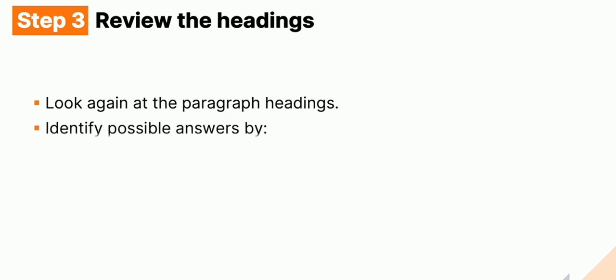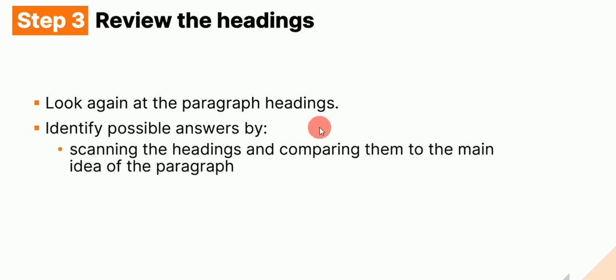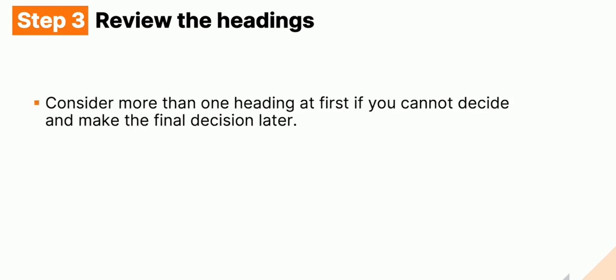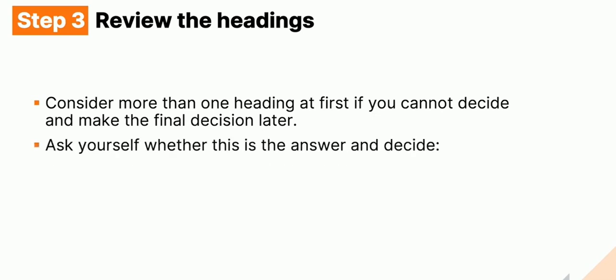First, you need to look again at the paragraph headings to identify possible answers. Start by scanning the headings and comparing them to the main idea of the paragraph, and match similar keywords. Your aim is to eliminate irrelevant headings. So how do you review? First, it's okay to consider more than one heading as a possible answer and make the final decision later. It sometimes helps to ask yourself whether a heading could be the answer you need and say no, maybe, or yes. And you can do that while you are reading through the headings so that you can eliminate some.